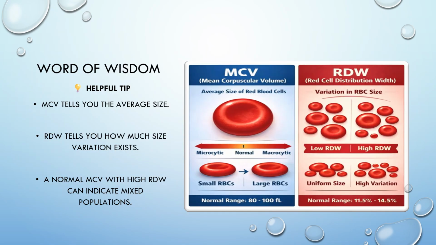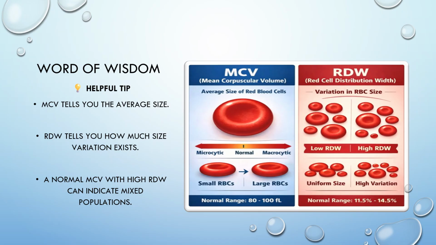Before we move on to looking at actual red blood cell size changes, I want to pause for what I like to call a small but powerful hematology survival tip. When you are interpreting red blood cell indices, MCV and RDW should almost never be looked at in isolation. MCV tells you the average red blood cell size. That's helpful, but remember it's an average, and averages can sometimes hide important information. RDW, on the other hand, tells you how much variation exists in the population of red blood cells.